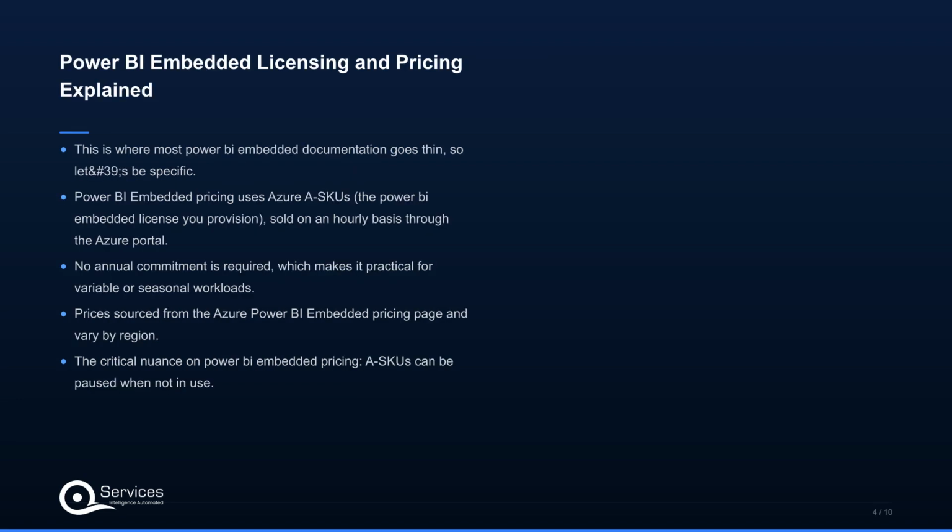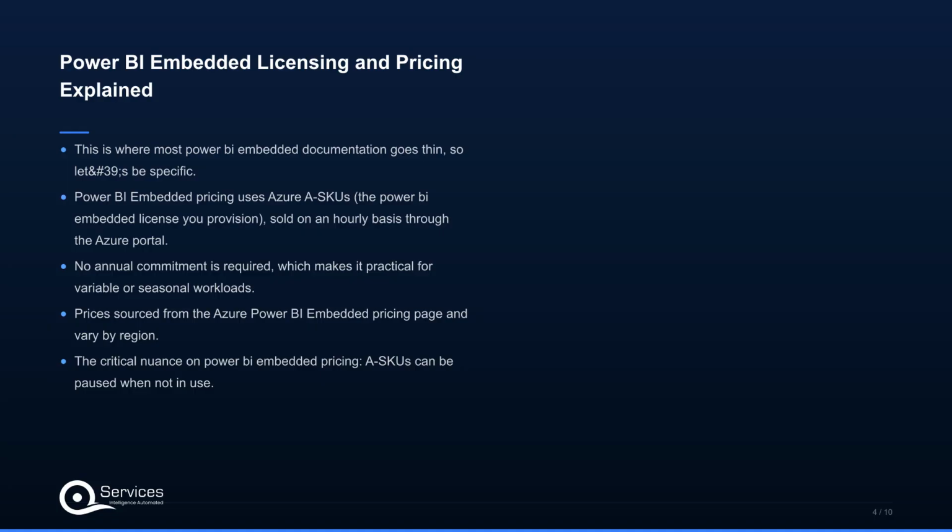Next up, let's talk about Power BI Embedded licensing and pricing explained. This is where most Power BI Embedded documentation goes thin, so let's be specific. Power BI Embedded pricing uses Azure A SKUs, sold on an hourly basis through the Azure portal. No annual commitment is required, which makes it practical for variable or seasonal workloads. Prices are sourced from the Azure Power BI Embedded pricing page and vary by region.